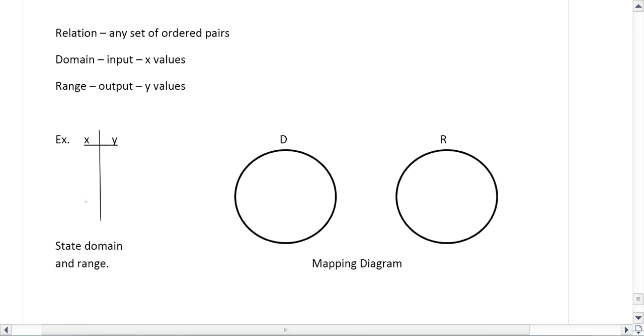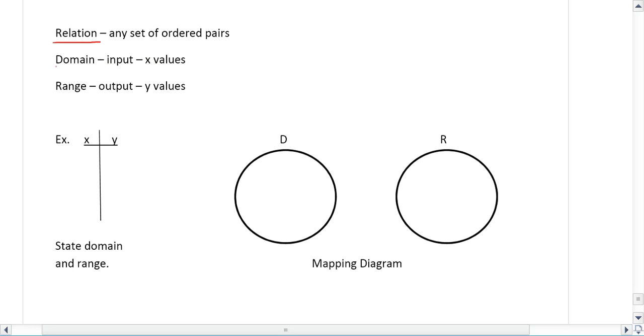Next, we have some terms, definitions. A relation is any set of ordered pairs. So anything that we graph on the xy axis is a relation. Not all of them are functions, however, we'll talk about that in a moment.